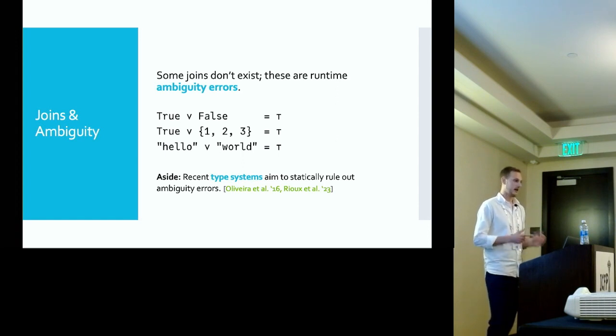Now, Granite is untyped, so we can't really prevent these from happening at runtime. It's up to the programmer. But we would like to have a type system in the future, and we're encouraged by recent results that show how to rule out these kinds of errors statically.